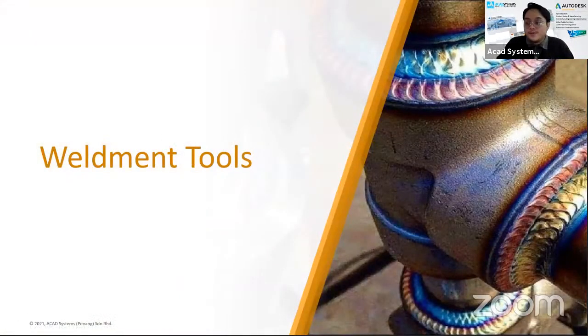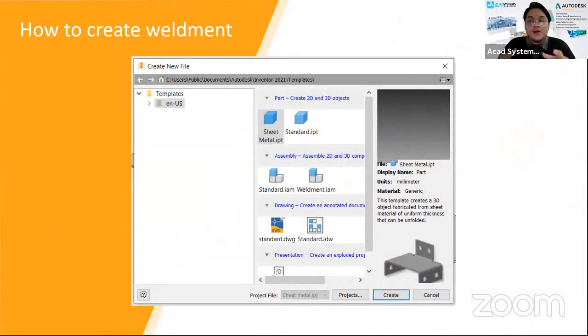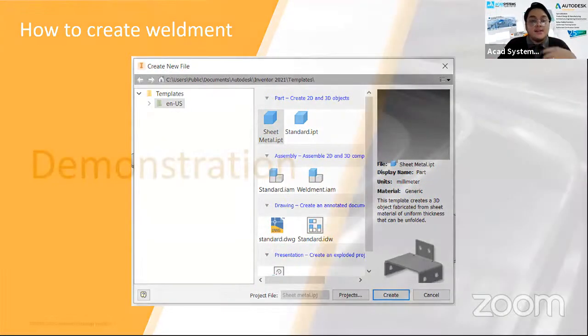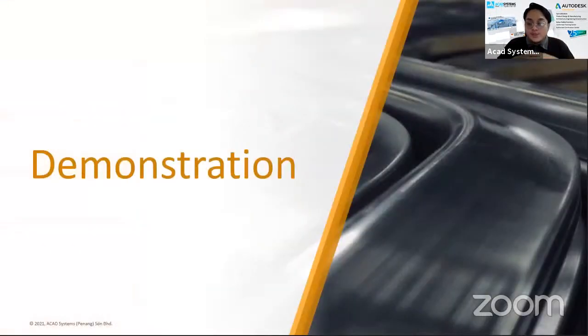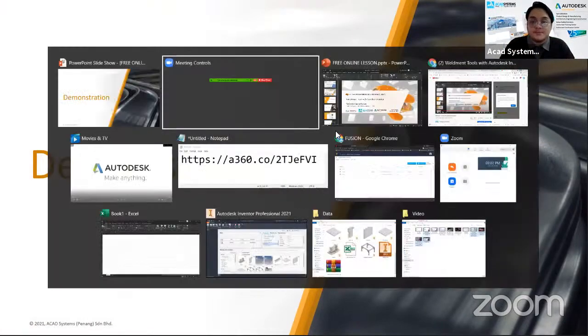So first of all, our weldment tools. We need to know how to create our weldment tools. So basically this is the first step, and we will be going through this in Inventor. Without further ado, we will proceed to the demonstration.